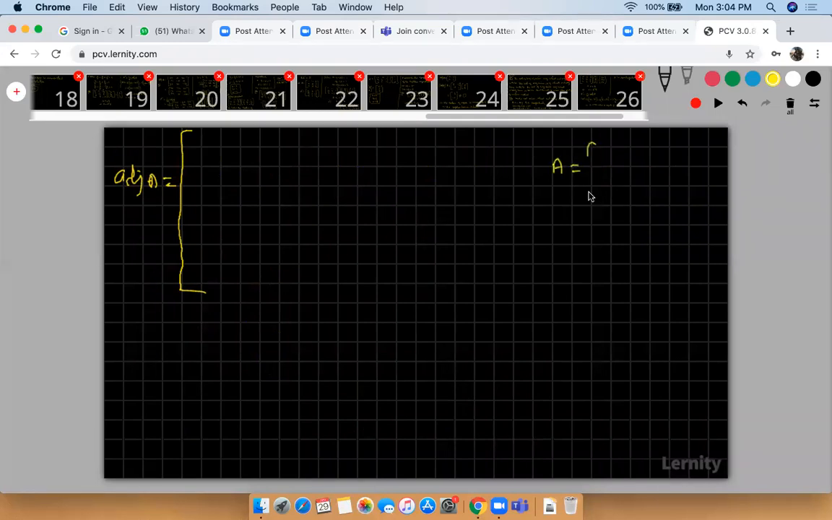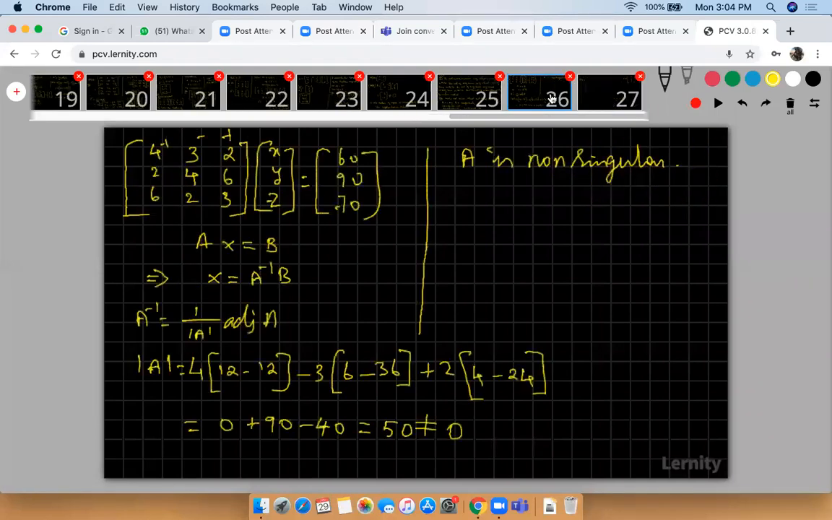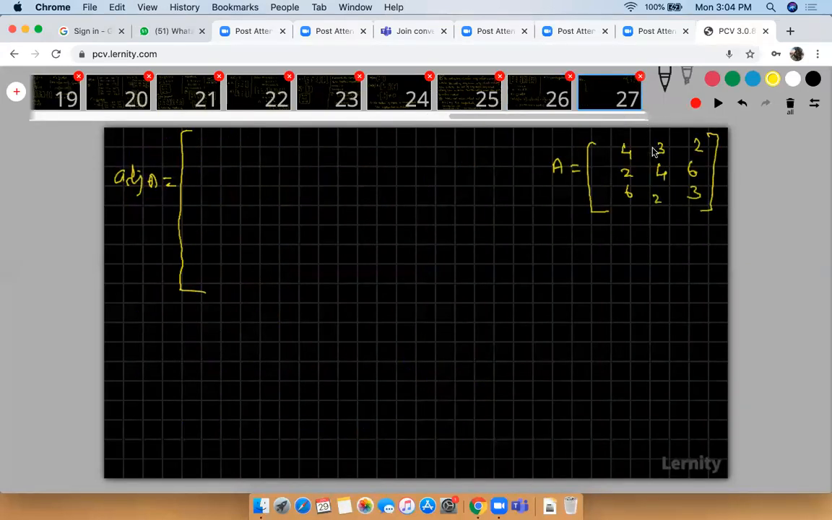What is your A? Your A is 4 2 6, 3 4 2, 2 6 3. Am I correct? 4 2 6, 3 4 2, 2 6 3. Okay. So now write that minor of this element. What is the minor of this element 4? So minor of this element is, this is 4 6 2 3. This is a minor of this first element.